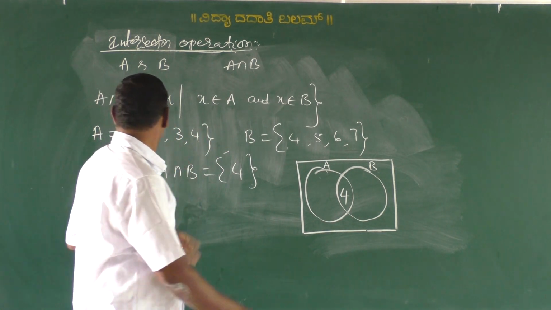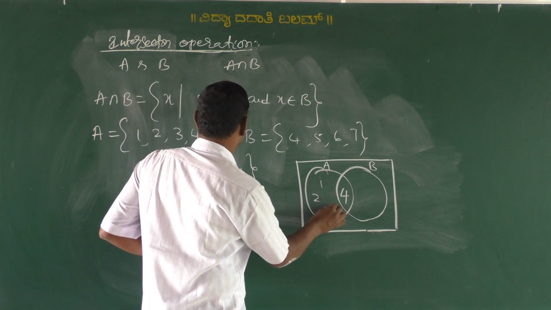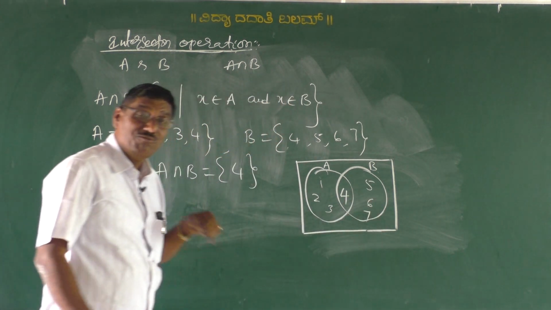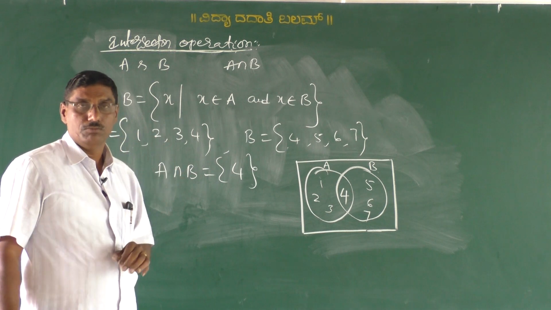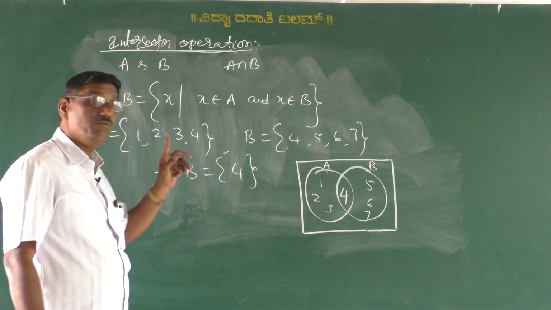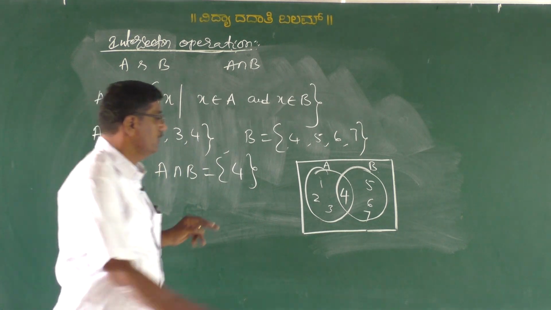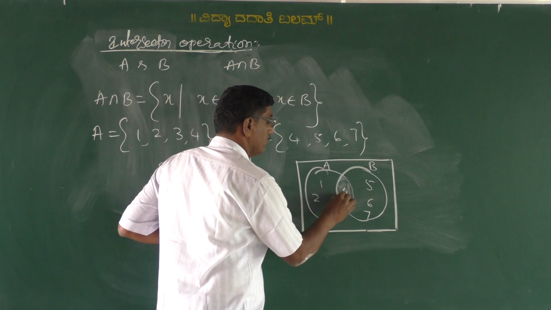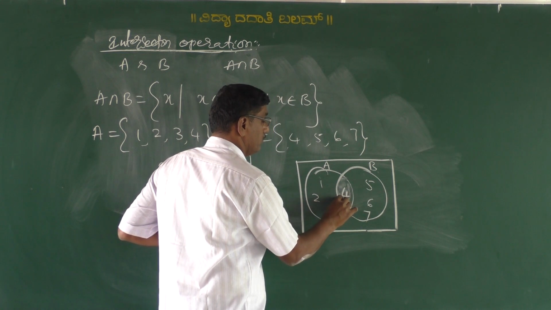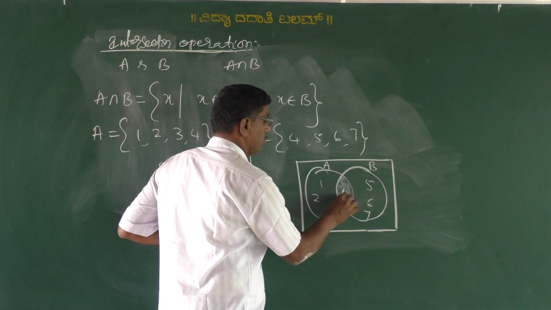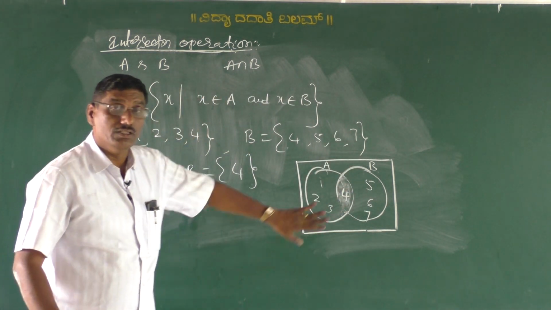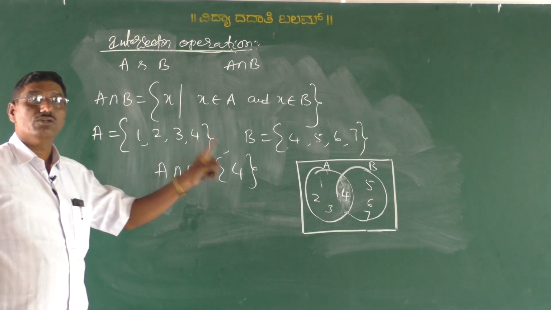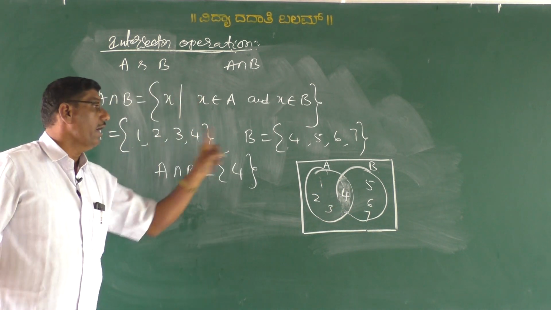The remaining elements of A are, I think, 1, 2, 3. B are, I think, 5, 6, 7. But here we want only the common part. That means the intersection of two sets is this part. Yes, this is the part we required here. This part is what we call the intersection of two sets A and B.